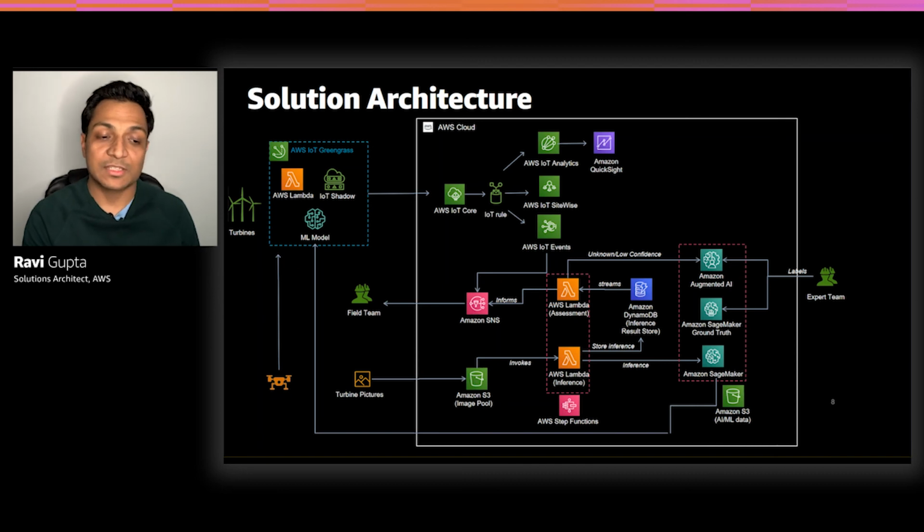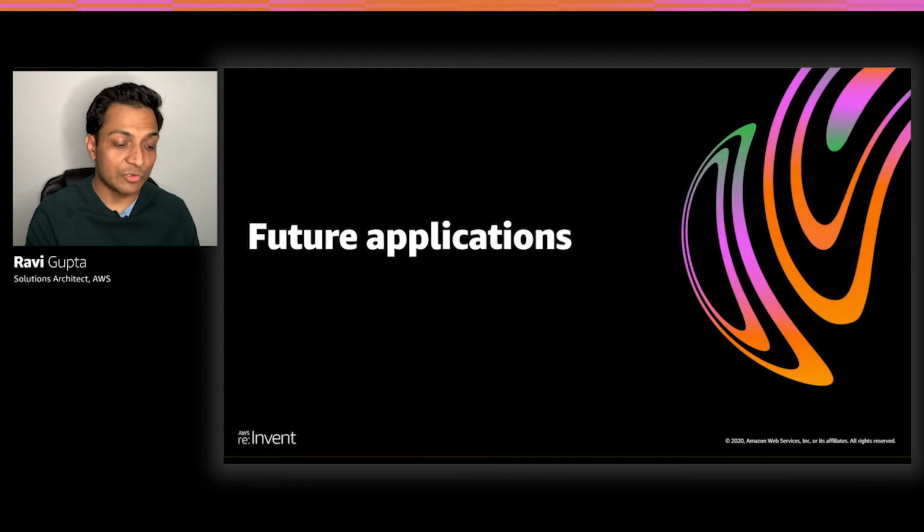Then the last piece is IoT Events. IoT Events is another AWS service which allows you to detect and respond to different states of the devices. So we are detecting if the threshold for certain parameters, like turbine speed or rotations per second of the turbine, breaches a certain limit, which can be potentially dangerous for turbines. So next slide, we will talk about the future application.